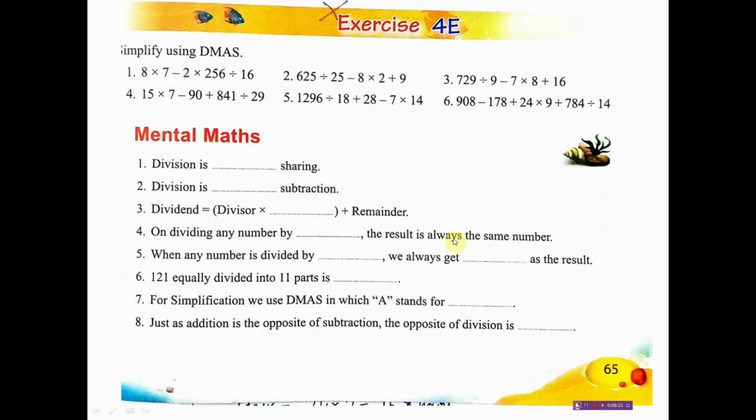Now let's open page number 65 of the book. Let's do the mental maths from here. We will not do simplification DMAS here. So you can put a cross on this part. We will do only mental maths from here.